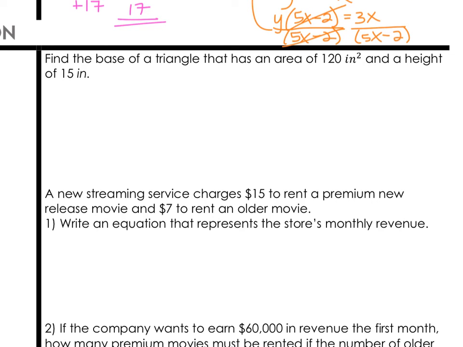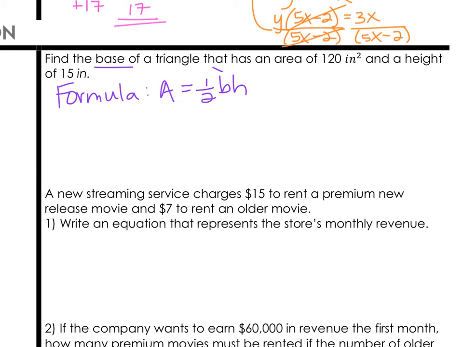And now for a little bit of application. It says find the base of a triangle that has an area of 120 inches squared and a height of 15 inches. On the front, we have the formula for area of a triangle. I'm going to start with that. Area of a triangle is 1/2 times the product of the base and the height.